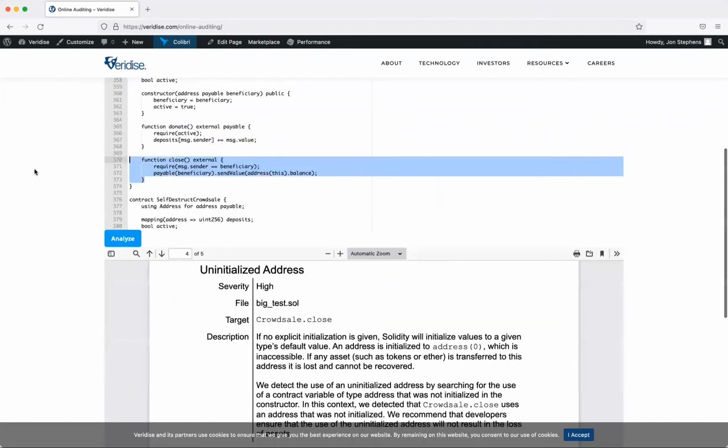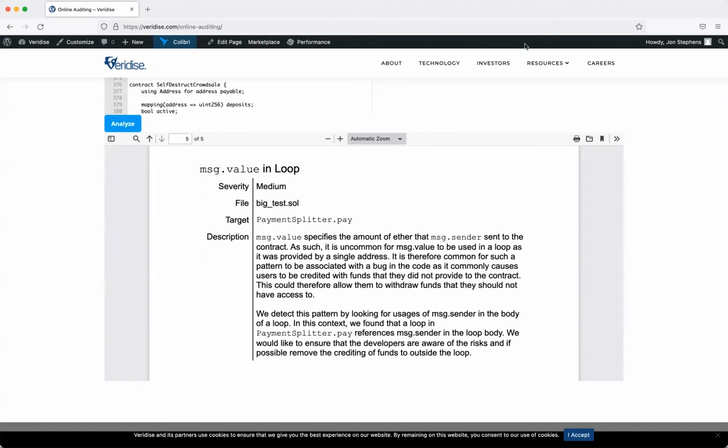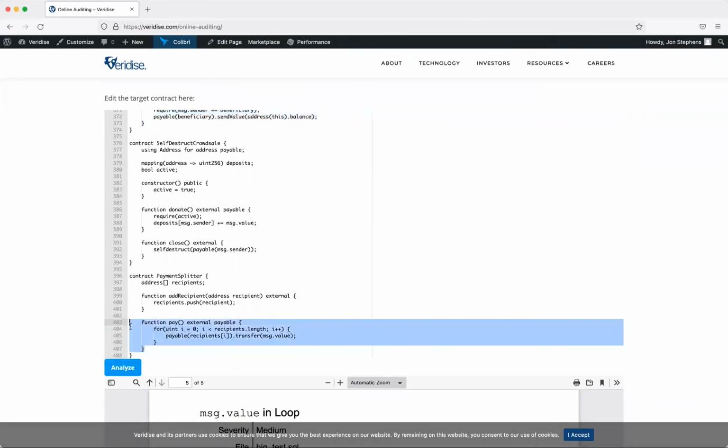The final identified vulnerability is the use of message value in a loop. Using message value in a loop is a common anti-pattern because it corresponds to the amount of money that a single address, message sender, sent to the contract. It is therefore uncommon for message value to be required in a loop since it typically only affects a single individual. If we look at the identified function, we can see that this may be safe since it appears that the contract intends to split a payment between multiple recipients. However, we can see here that this is indeed a bug since each recipient is sent message value.